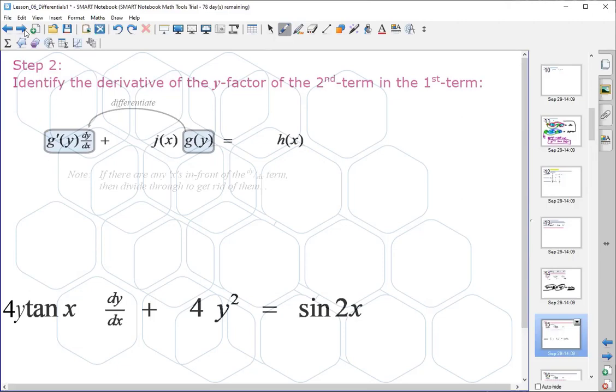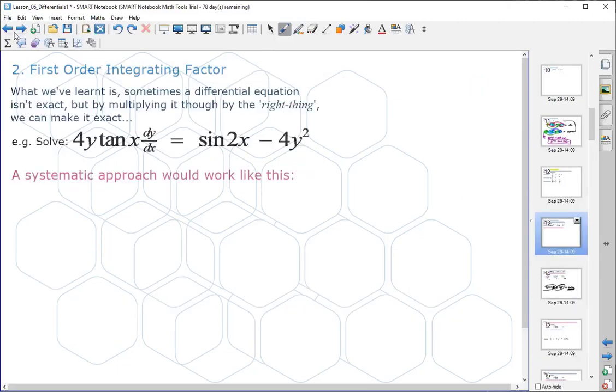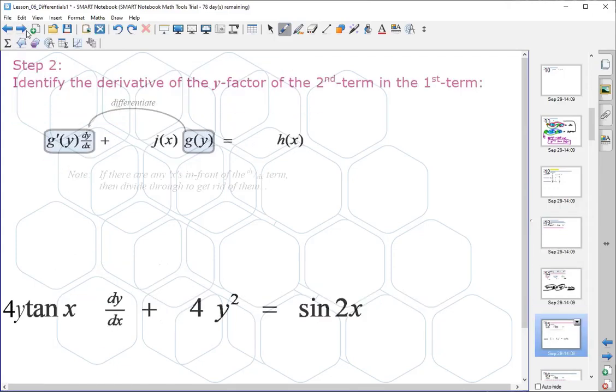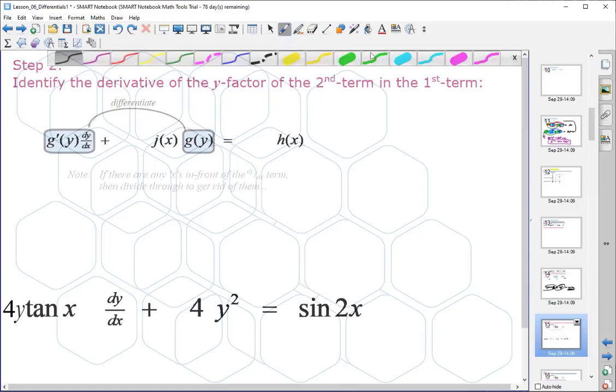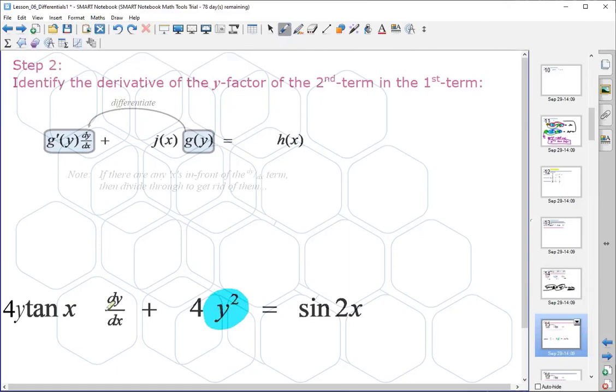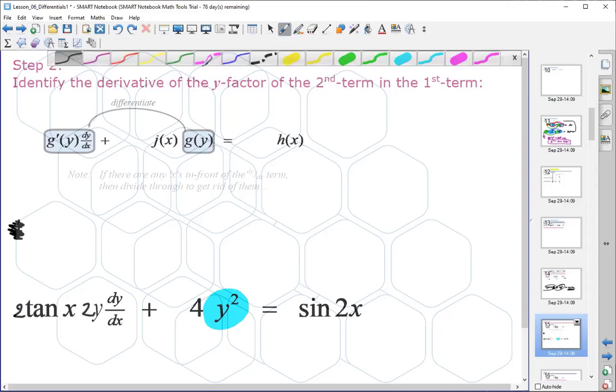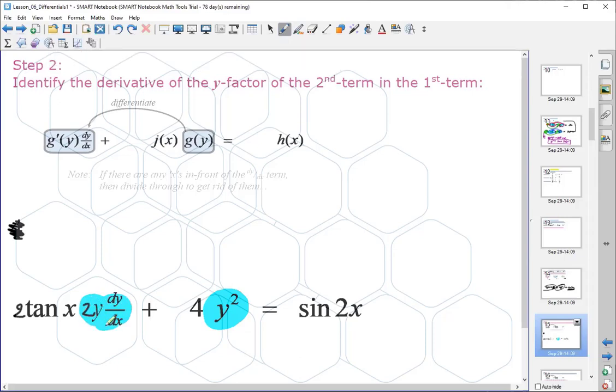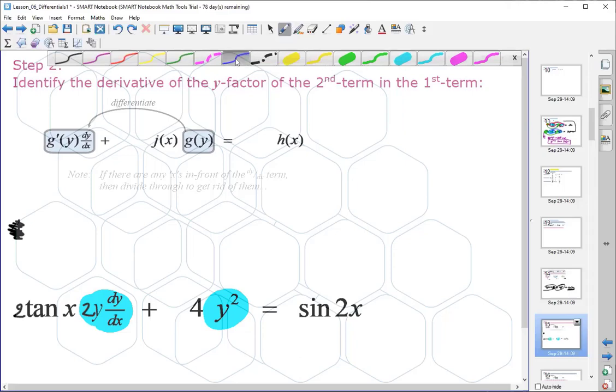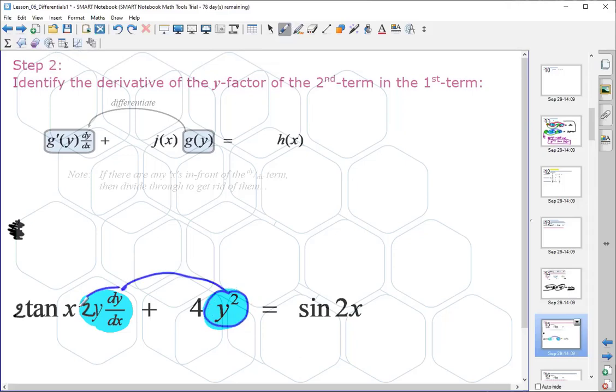Identify the derivative of the y factor in the second term. That's what I was doing earlier on. I said the differential of y squared will be 2y dy by dx. So I'm going to move that y next to the dy by dx, and get rid of the 4, replacing it with a 2 here and a 2 there, which is what I did before. Then I'm going to highlight the 2y dy by dx. So I have matched up the y squared with a 2y dy by dx, and that's worked perfectly.